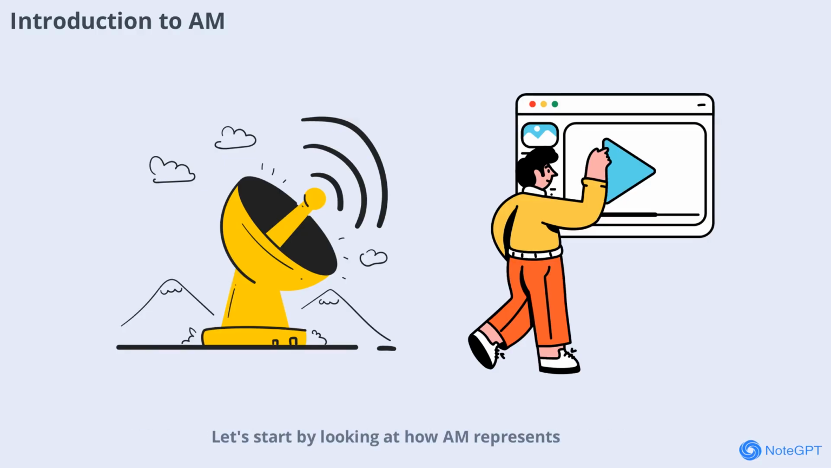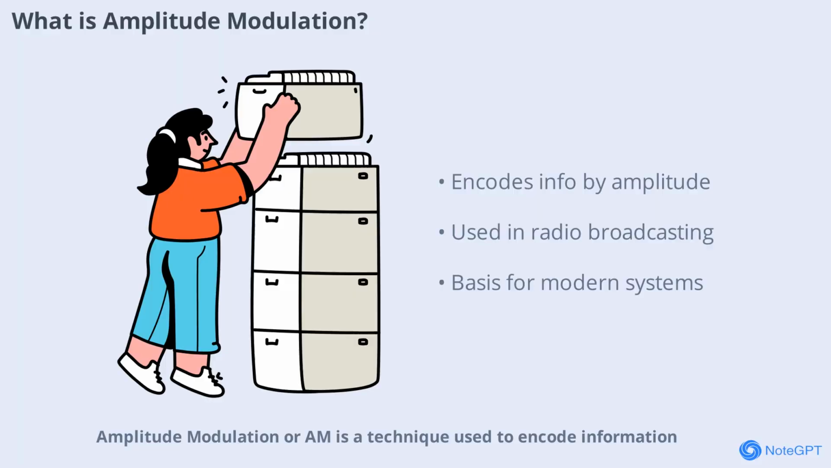Let's start by looking at how AM represents information in both the time and frequency domains, setting the stage for a comprehensive exploration. Amplitude modulation, or AM, is a technique used to encode information onto a carrier wave by varying its amplitude. This means the strength of the signal changes in proportion to the information being sent, such as audio or data. AM is one of the earliest and most widely used forms of modulation, especially in radio broadcasting. Understanding AM is crucial because it forms the basis for many modern communication systems.